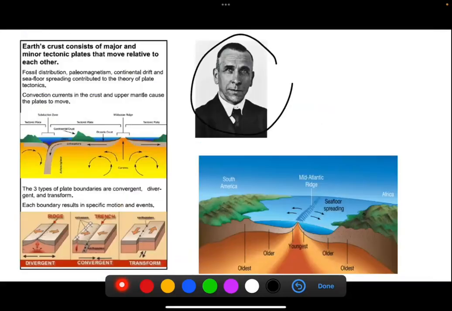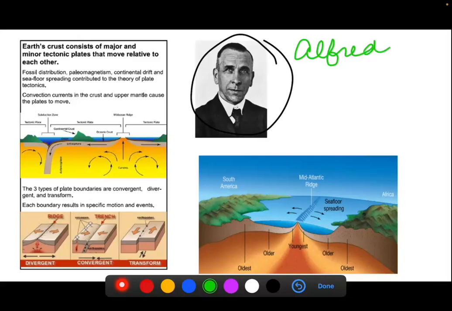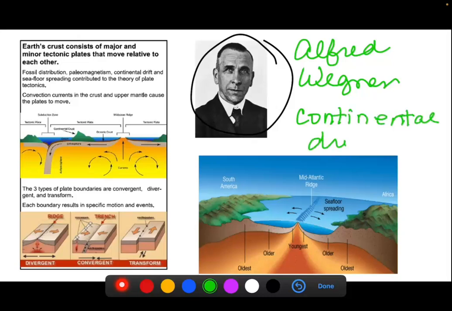Who is this guy? Does anyone remember? We have a song about him. This is Alfred Wegener, and he discovered continental drift. We're going to go back and learn a little bit more about that.